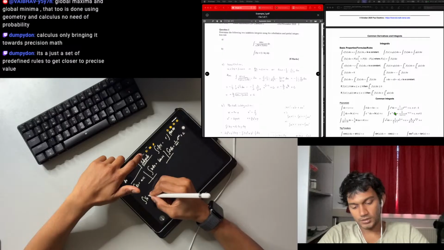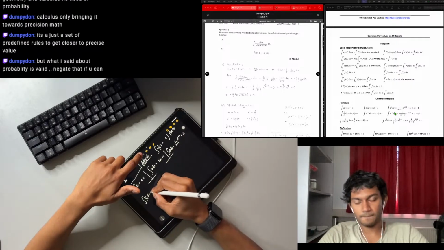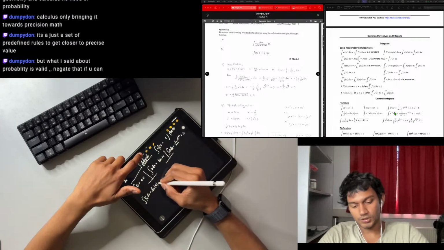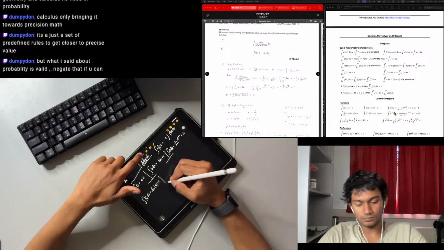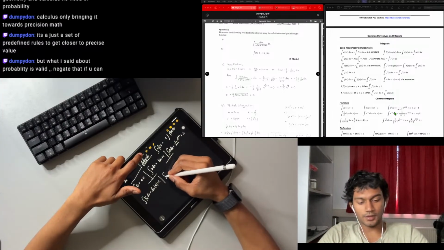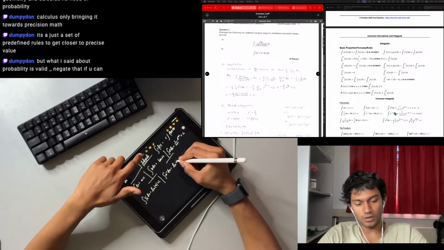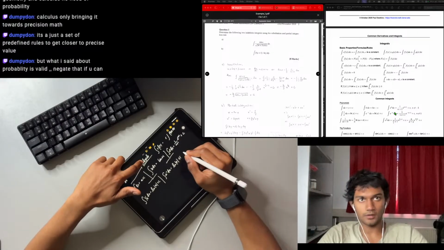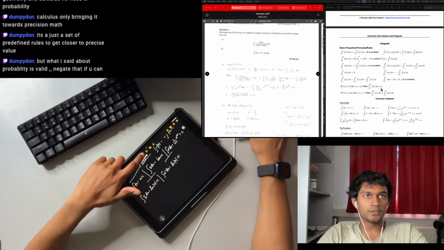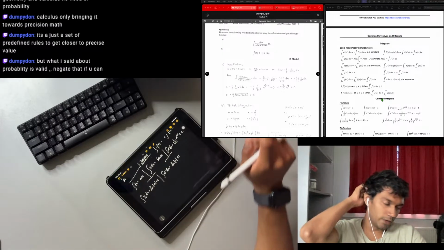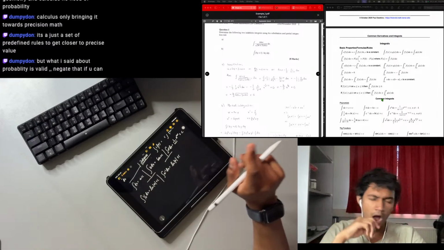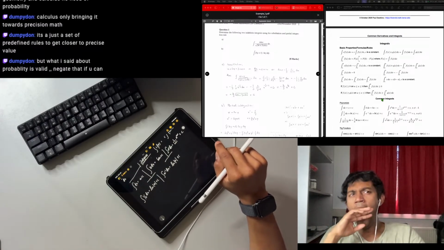Integral 1 by x d of x is natural log of x. Integral x inverse d of x equals natural log of x. Oh, that's the same thing. Okay. X raised to minus n, you get 1 by minus n plus 1.